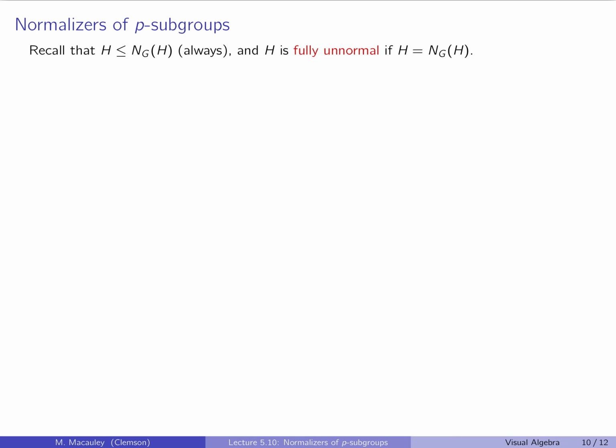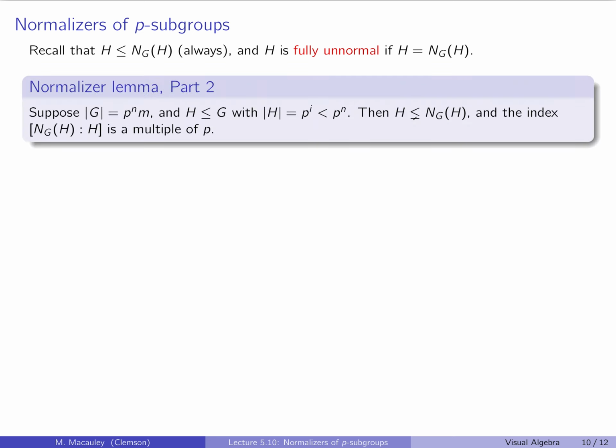We have one more result on the normalizers of p-subgroups, but before we state it, let me just remind you. Every subgroup is contained in its normalizer, but we say that a subgroup is fully unnormal if it is equal to its normalizer. Remember this? We have G and we have H, and the normalizer is going to be somewhere like this. If the normalizer is equal to G, it's normal. If it's strictly between, it's moderately unnormal. And if it's equal to H, then it's fully unnormal.